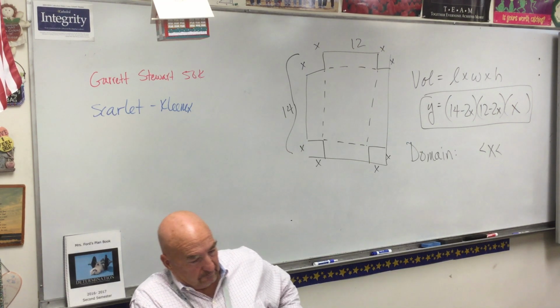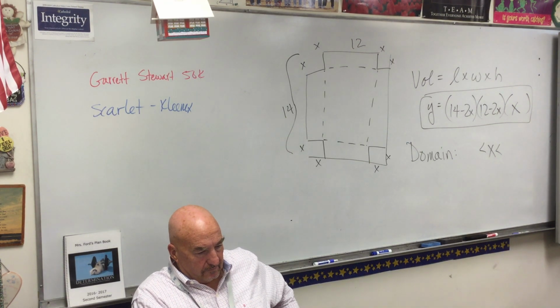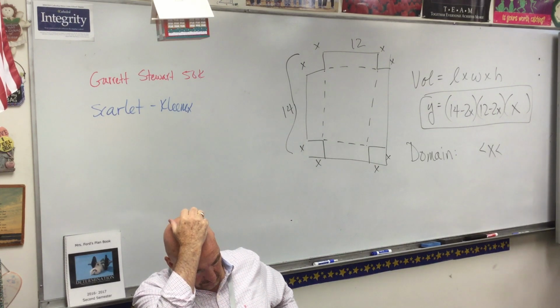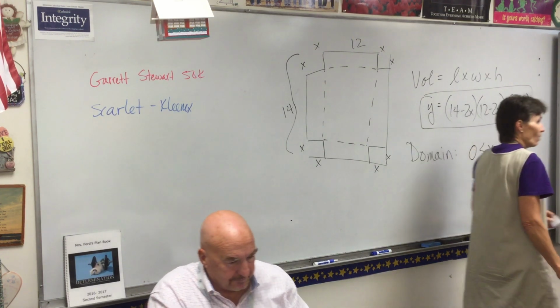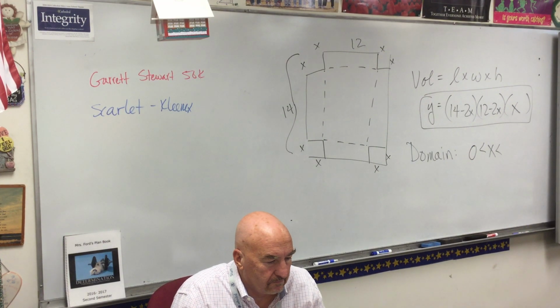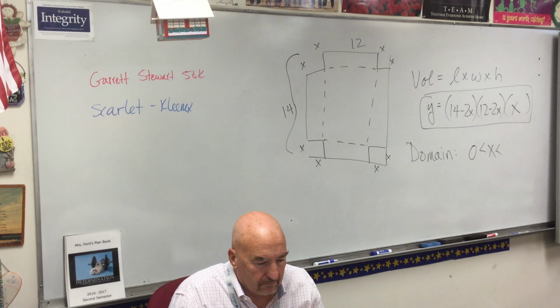So could x be negative 7? No. In fact, x can't be anything less than 0. So the lower bound for your domain is always going to be 0, because whatever x is, it has to be positive, right? You can't rip off a negative 1 corner. It has to be positive.